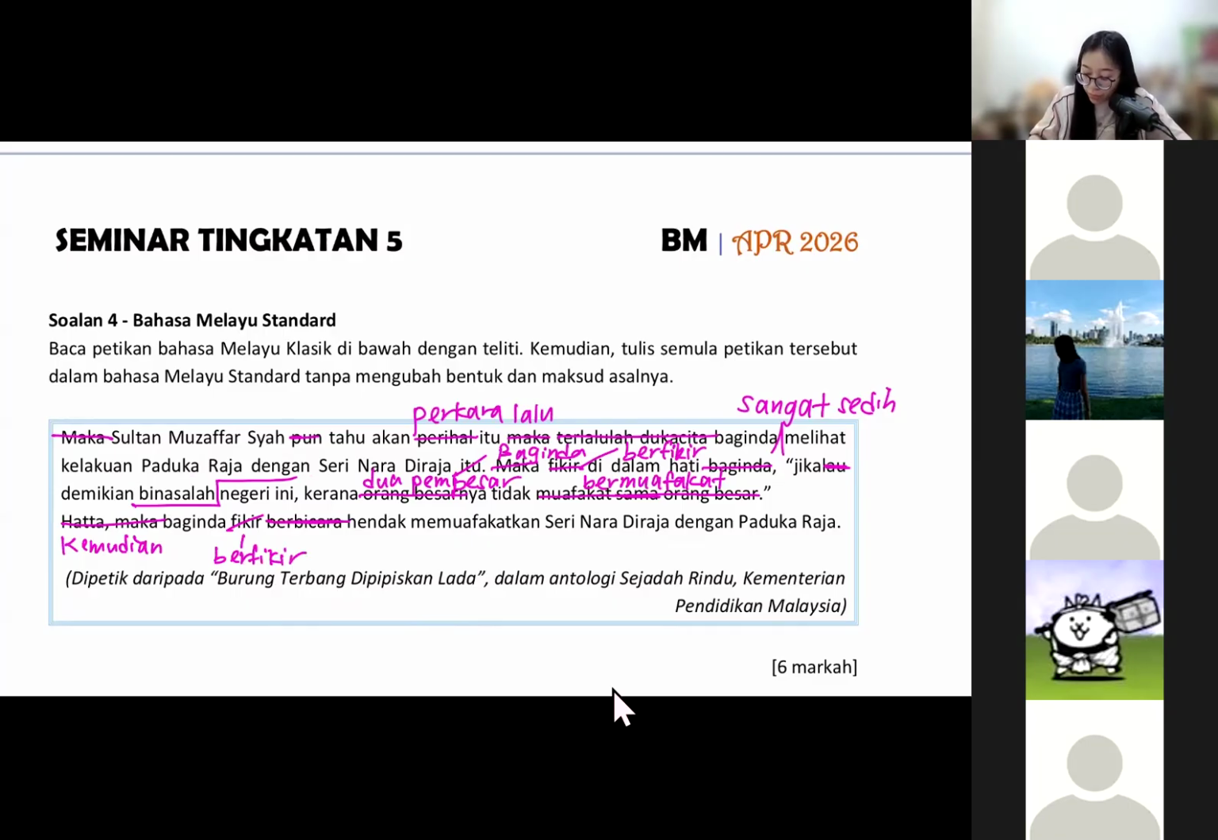So berfikir, he's thinking the way to unite Seri Nara Di Raja and also Paduka Raja. Think about the way. Okay, tentang cara, about the way. Cara untuk, yes, correct, memuafakatkan Seri Nara Di Raja dengan Paduka Raja. Don't need change anything already. Behind is correct already. Get a concept?